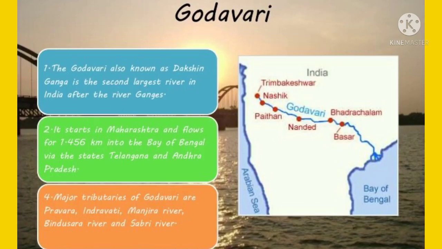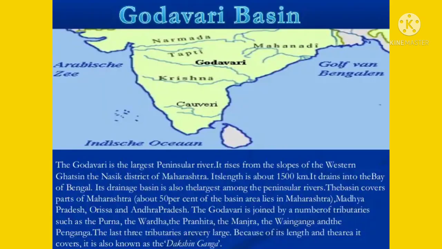The next important peninsular river is the Godavari. Godavari is the largest peninsular river system. It is also called the Dakshini Ganga. It rises in the Nasik district of Maharashtra and discharges its water into the Bay of Bengal. Its tributaries run through the states of Maharashtra, Madhya Pradesh, Chhattisgarh, Odisha and Andhra Pradesh.